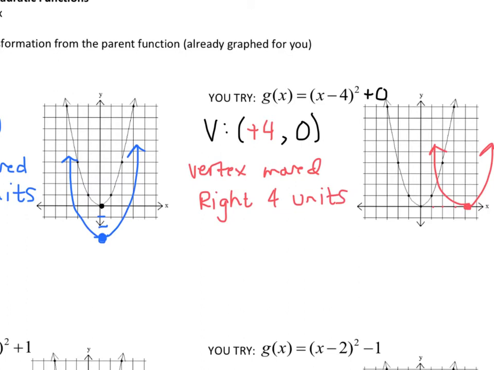Hopefully you recognize the -4 was inside the parentheses, so it'd switch to positive. There was no number added or subtracted at the end, so I filled in a +0. That means it didn't move up or down. So I just took the original vertex and I moved it 4 units to the right, and then I wrote that out in words.